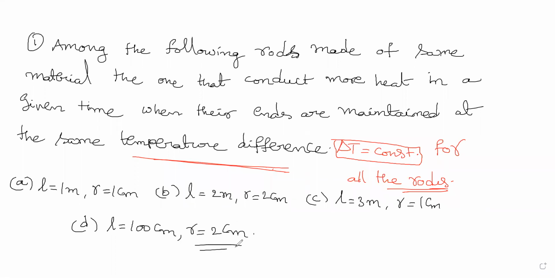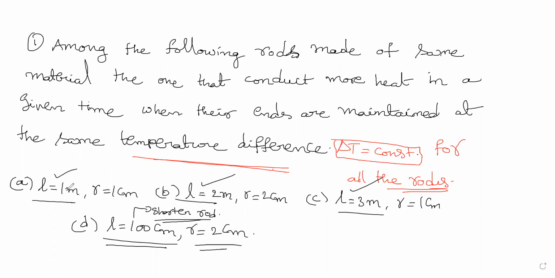Remember, the option you have to take is whichever rod has the shortest length and larger diameter or larger cross-sectional area. Now in all the cases the length is in meters: 1 meter, 2 meters, 3 meters, and 100 centimeters. That is the shorter rod. It's not 100 meters. 1 meter is 1000 millimeters, this is 2000 and this is 3000.